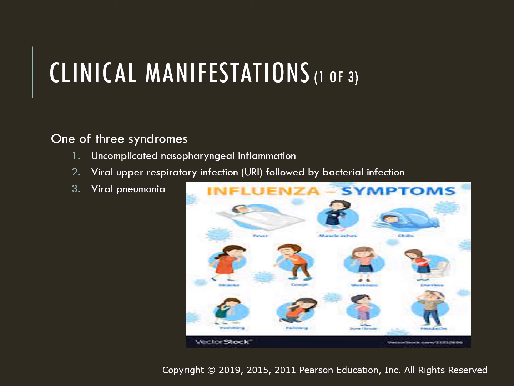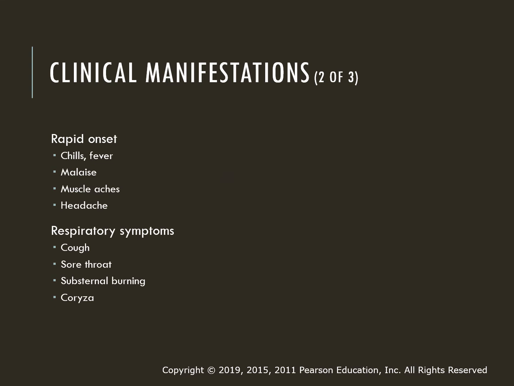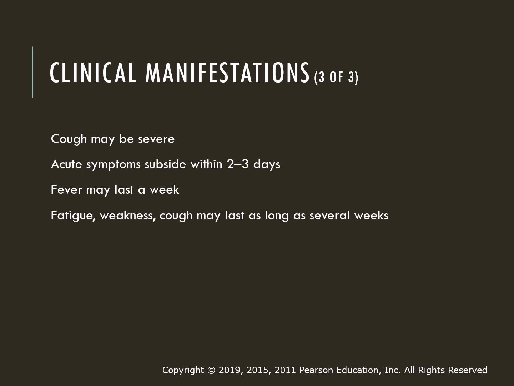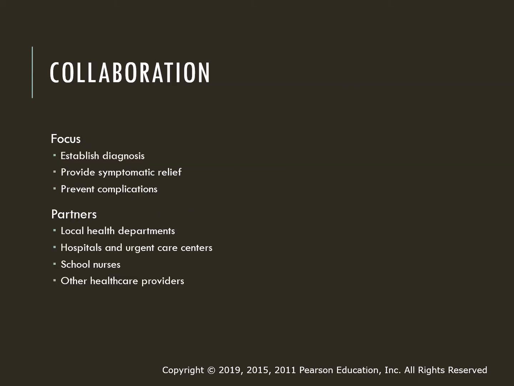Acute symptoms subside within 2 to 3 days, although fever may last as long as a week. Along with fatigue and weakness, the cough can persist for days or several weeks. Sometimes you just feel like you never get over having the flu. Again, the symptoms are rapid: chills, fever, malaise, muscle aches, headache, and then respiratory symptoms of cough, sore throat, substernal burning, and coryza or nasal congestion. The cough may be severe. Acute symptoms may subside within 2 to 3 days. Fever may last a week, or you may feel like you've had it for weeks.